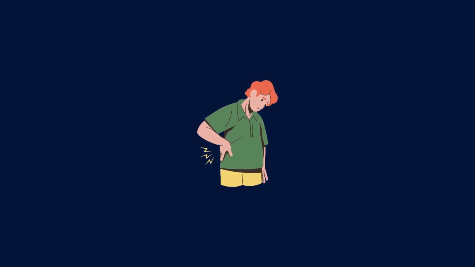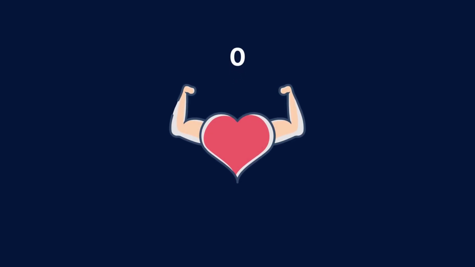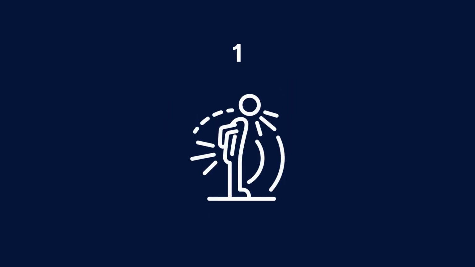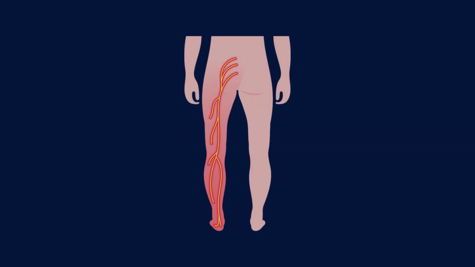After completing each test, assign a score of 0 or 1 based on pain or discomfort. A score of 0 indicates a negative sign, no pain or discomfort, while a score of 1 signifies a positive sign, pain or discomfort. A score of 1 on 2 or more tests determines a positive finding for piriformis syndrome.